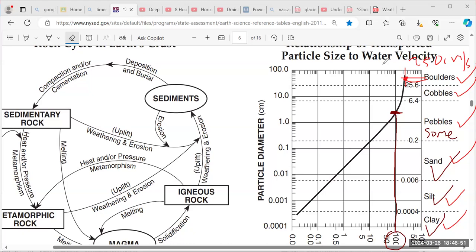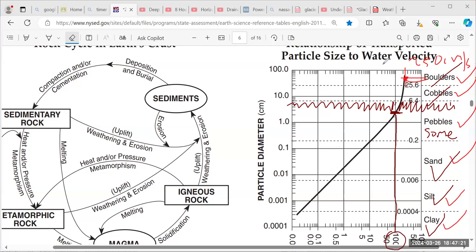So what can I not carry anymore? I can't carry boulders, I can't carry cobbles, and I can't carry some pebbles, right? There are some pebbles that have a higher diameter than at this point. Some pebbles I can't carry, that have this level of diameter. All right, so that's why boulders, cobbles, and some pebbles I can't carry.